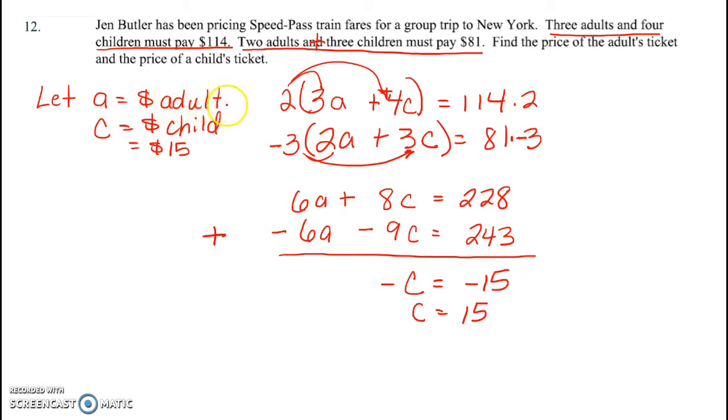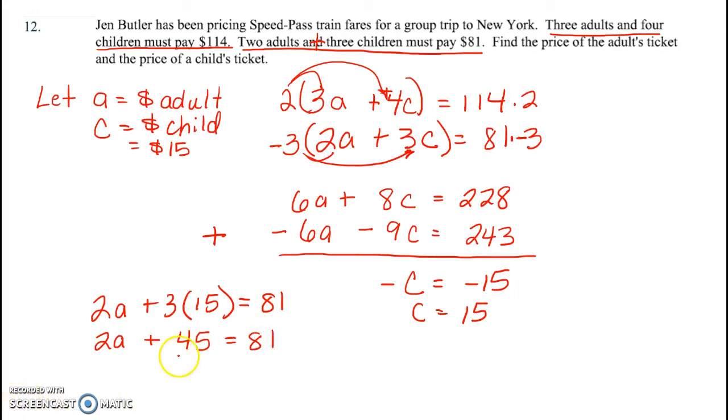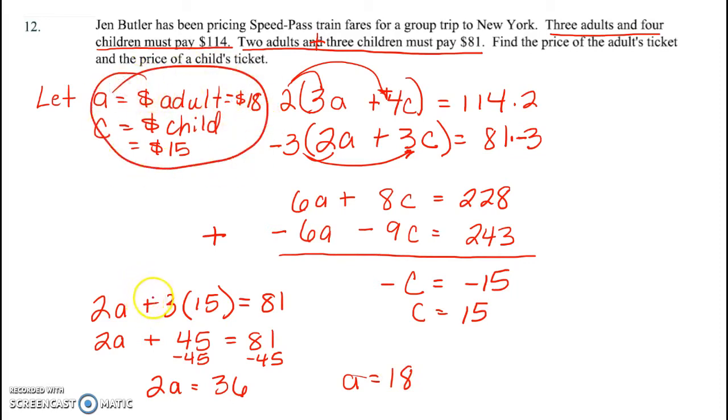To get the price for an adult ticket, we're going to plug C back into one of these two equations and solve for A. I think I'll pick the second equation. 2A plus 3 times the child ticket of $15 equals 81. 2A plus 45 equals 81. Subtract 45 from both sides. 2A equals 36. Divide both sides by 2, and A equals 18. So an adult ticket costs $18 and a child ticket costs $15.